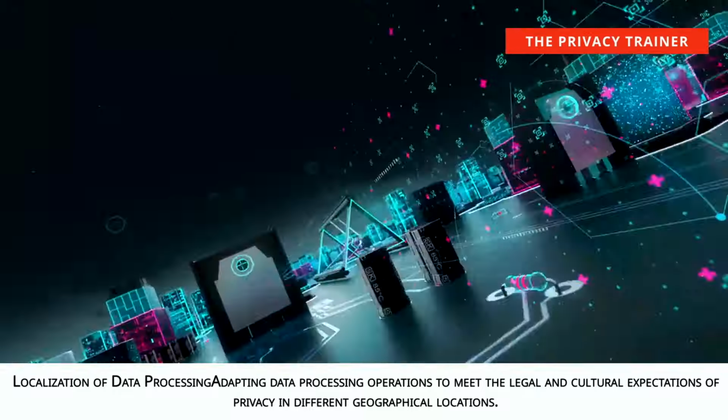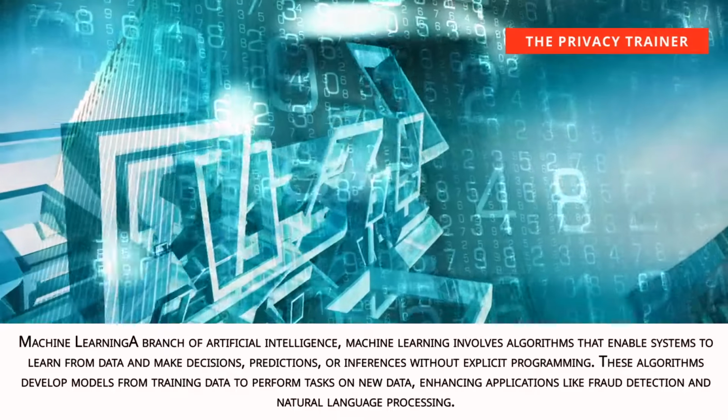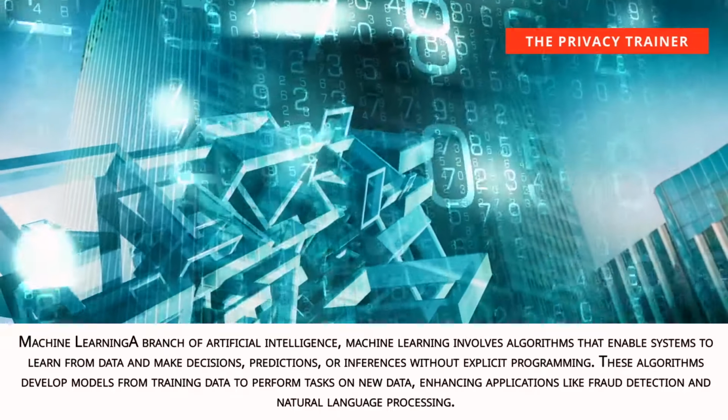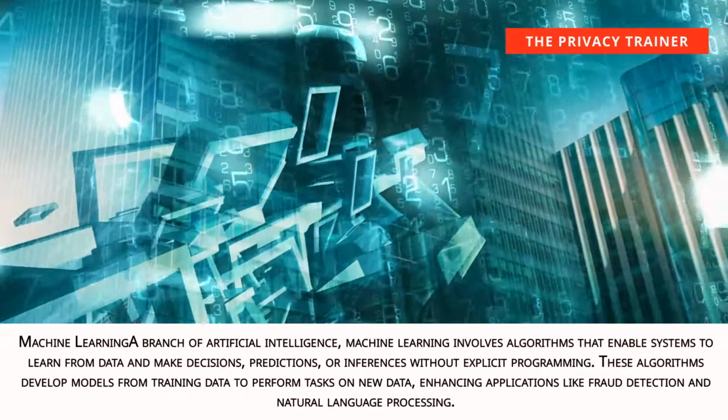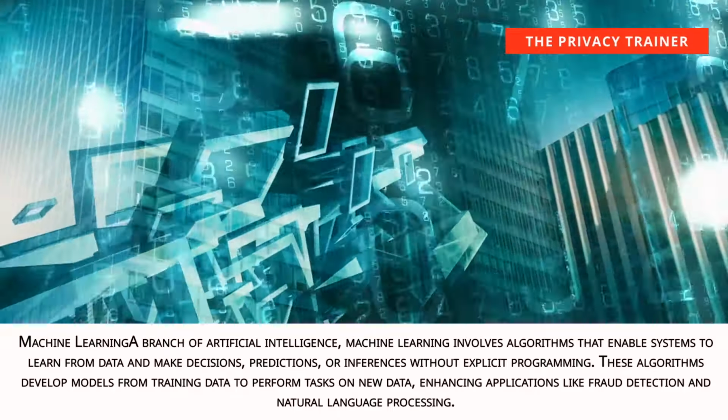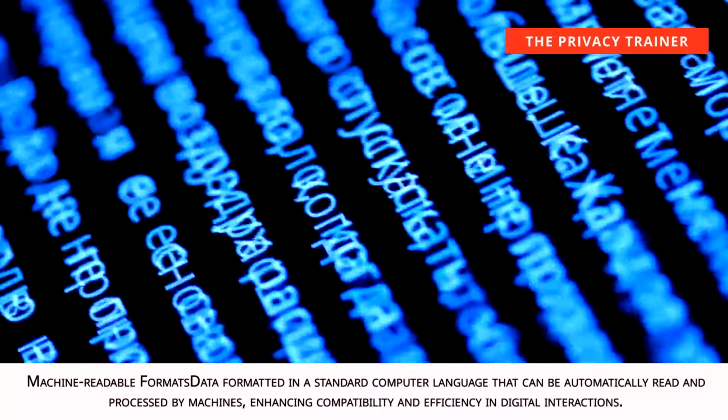Machine learning: a branch of artificial intelligence. Machine learning involves algorithms that enable systems to learn from data and make decisions, predictions, or inferences without explicit programming. These algorithms develop models from training data to perform tasks on new data, enhancing applications like fraud detection and natural language processing. Machine-readable formats: data formatted in a standard computer language that can be automatically read and processed by machines, enhancing compatibility and efficiency in digital interactions.